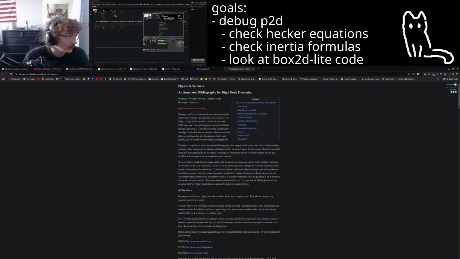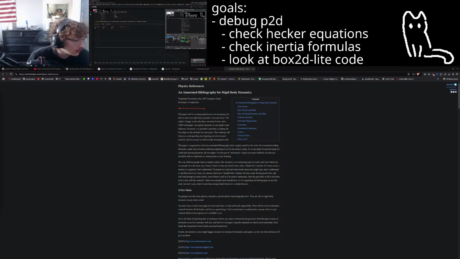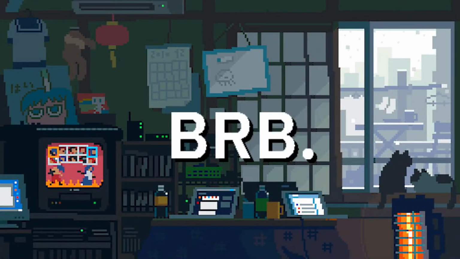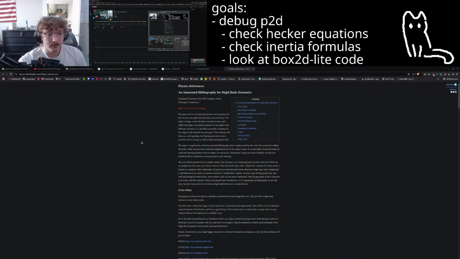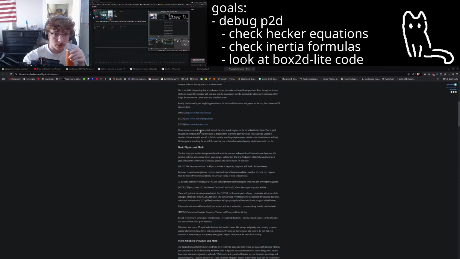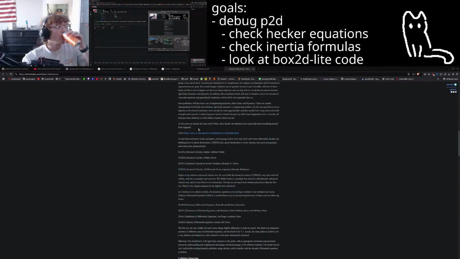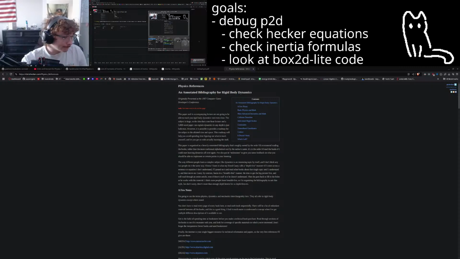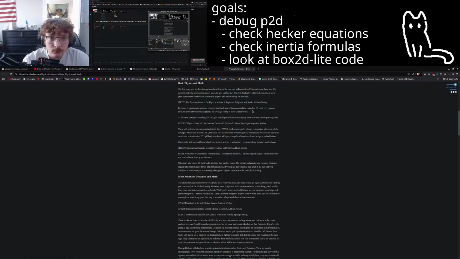I'm gonna take this sweatshirt off, actually. It's kind of hot. One sec. Okay. I also turned the fan on. Okay. So maybe take it from the top and see what Hecker writes and how he refers to the inertia. Turn the music down a little.